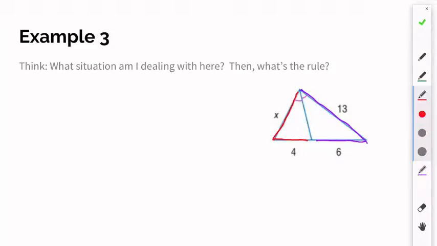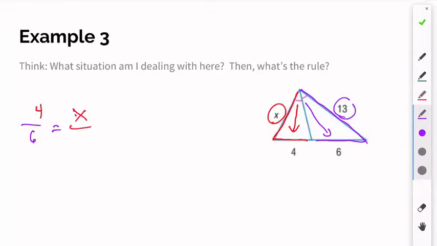So, dealing with red first, we're going to say the opposite of this angle bisector in the red section is 4. The opposite in the purple section is 6. That is going to have to equal the opposite in the red section side, which is x, over the opposite of the purple side length, which is 13. Now we have it all set up.